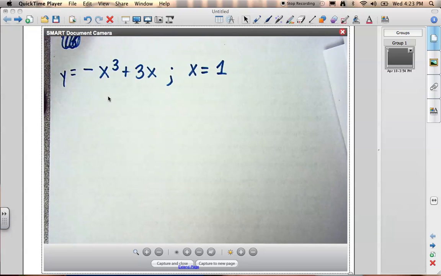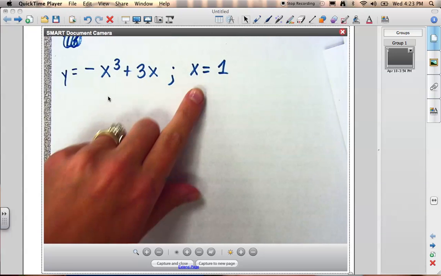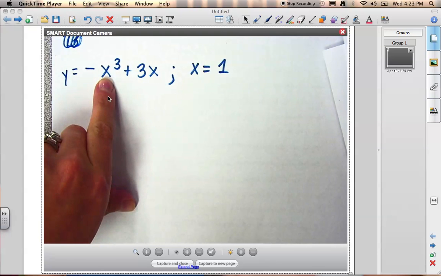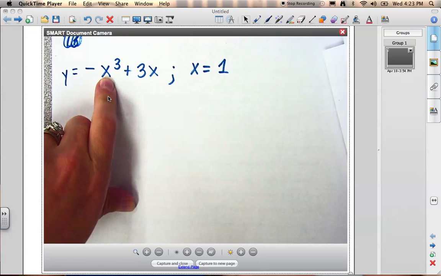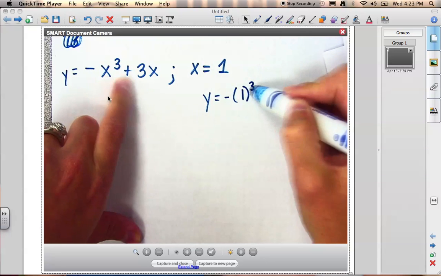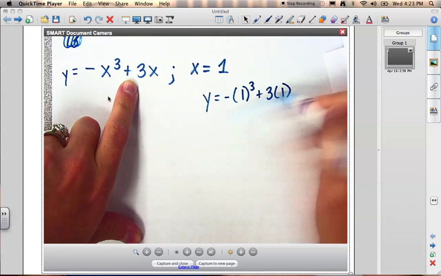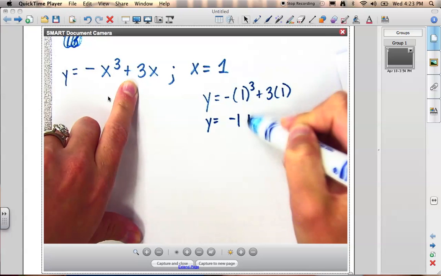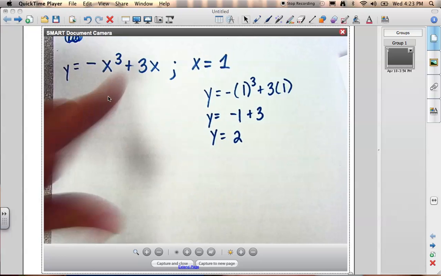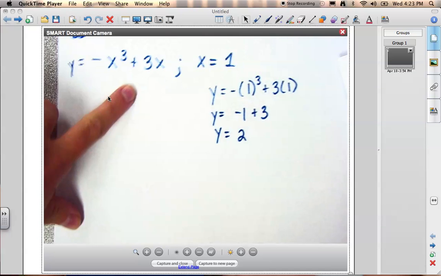synthetic division or substitution? Well, some of you probably are thinking, well, I would just put 1 in there because cubing 1 and taking the opposite of that is not going to be too hard. If I do negative and then put 1 in for every x that I see, that's pretty easy math. So I know that my answer is going to be 2. I'm going to check it with the synthetic division.